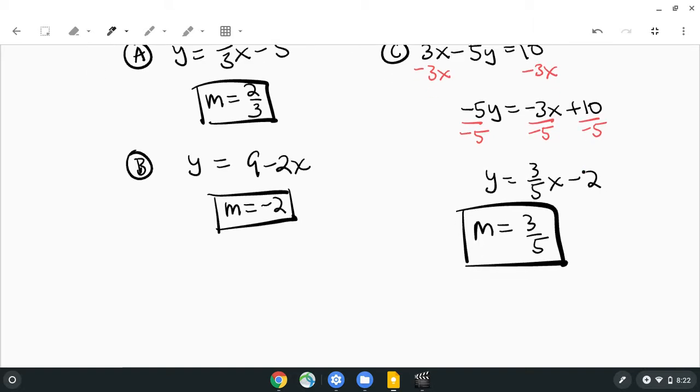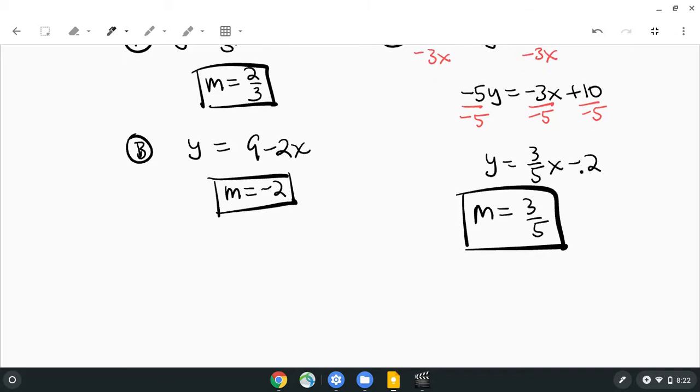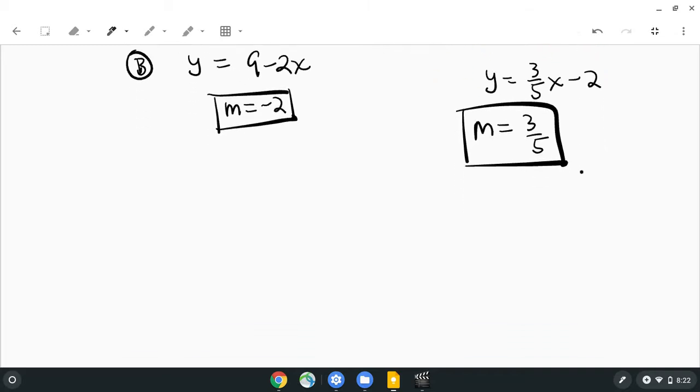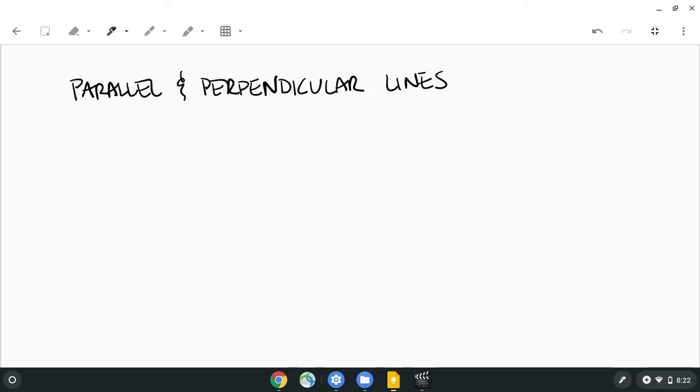And then the last thing here I want to go over are parallel and perpendicular lines. Okay, so let's just kind of review this, what parallel means and what perpendicular means.